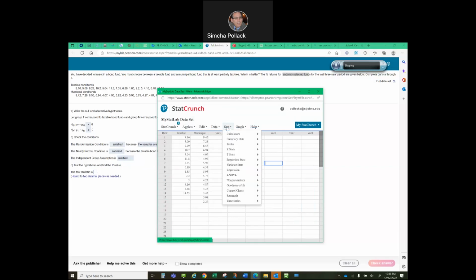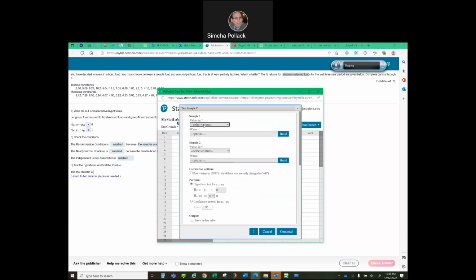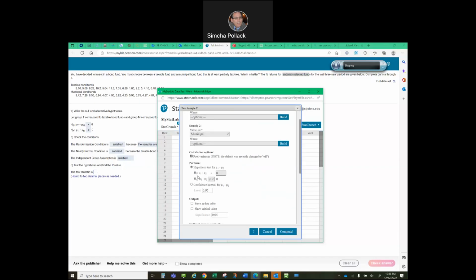Now let's do the two-sample t-test. Stat, T stat, again because we don't have the population, which is most of the time we don't. We have two samples, and we have data. Select the column. Taxable is one group. Municipal is the other group. We want the pooled variance. That has to be checked. We want the hypothesis test that it's equal to zero versus not equal to zero. And we compute.